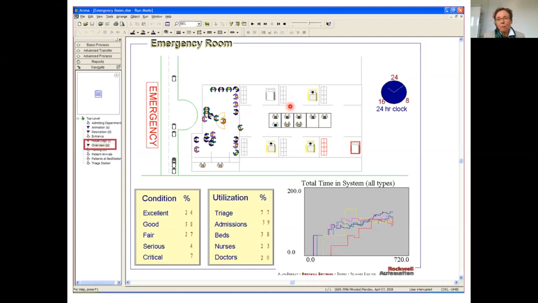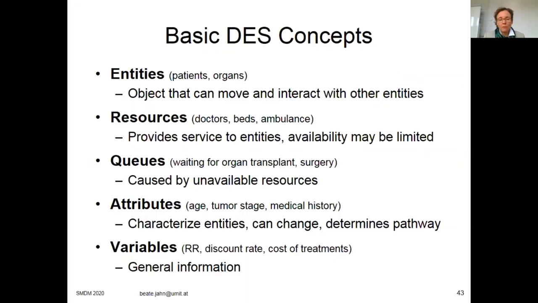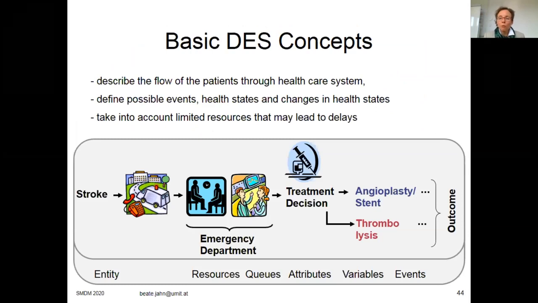And a last thing with respect to the concepts is general information that we need to define within the system. Here we use variables. A summary of what I just said you find on the next slide and in your handout. But how do I now start to build such a model? We describe the flow of the patient through the healthcare system. We need to think about the potential events, the health states of the individuals, and the changes in the health states, taking into account the interaction between the individuals in the healthcare system, so taking into account limited resources.